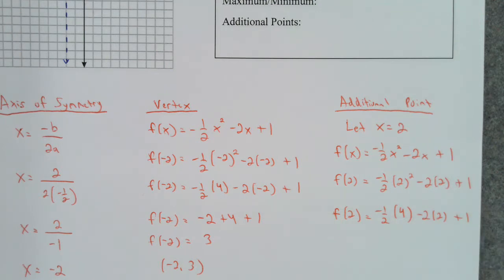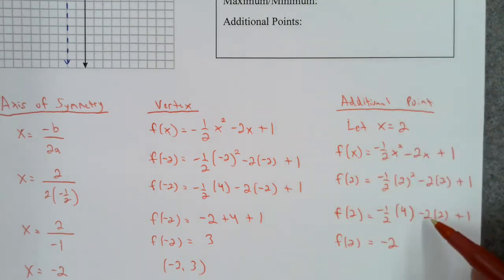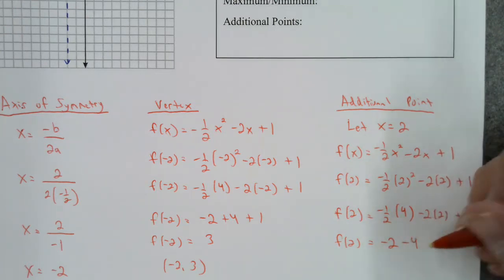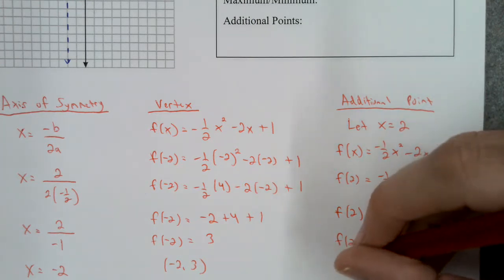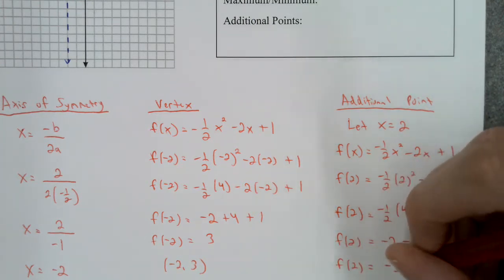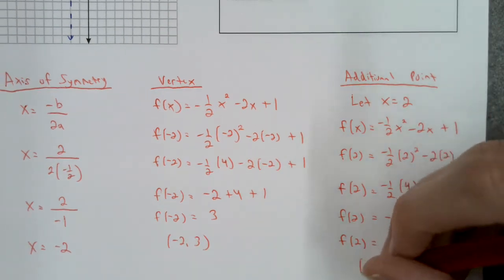-1/2 times 4 is -2. Minus 2 times 2 will be -4 plus 1. -2 minus 4 is -6, plus 1 is -5. That means my additional point that I got was 2, -5.